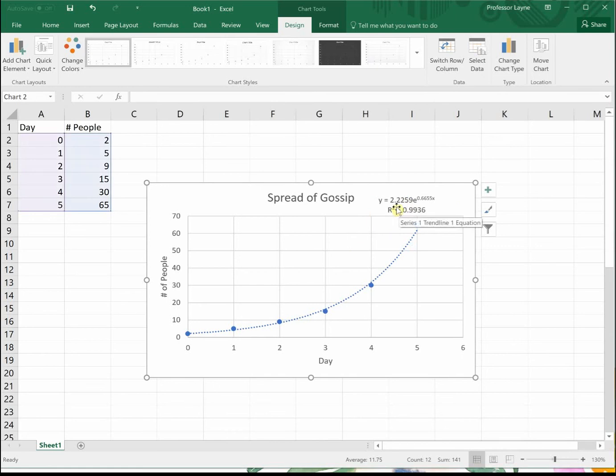The initial value is 2.2259, which is really close to the 2 people that did initially know this piece of gossip. And then we are raising it to e to the 0.665 power. And our R squared is 0.9936, which means it's a pretty good graph. In general, the closer R squared is to 1, the better the line fits the data. So that's how we get an exponential trend line in Excel.